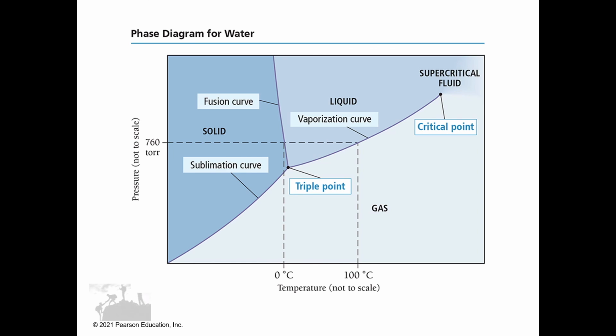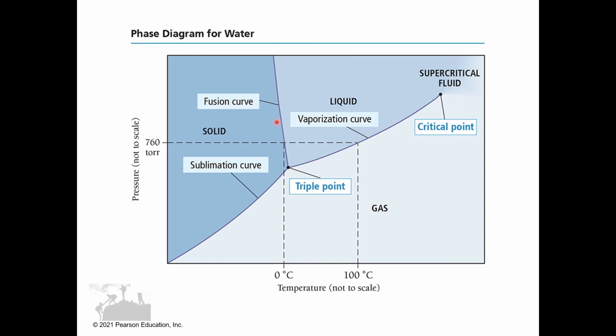Here we have the phase diagram for water. Pressure is our y-axis, temperature is our x-axis. You need to note that most likely these two axes are not going to be to scale. So be very careful when you're reading any phase diagram. So you could see our three different phases, solid, liquid, and gas. We have our supercritical fluid at a really high temperature and a really high pressure.